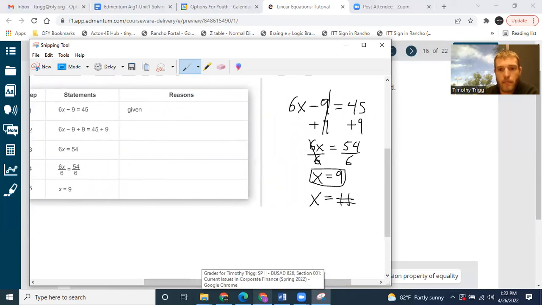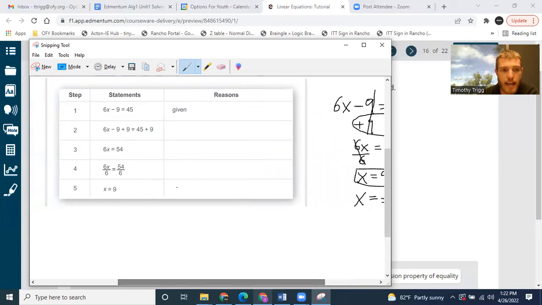Okay, so what do we put in these reasons here? So look at what we did first. We added 9 to both sides of the equation. That was our first step, right? And you can see they did the exact same thing. You see how they added 9 on both sides? They added 9 here and added 9 here. Well, what reason do we put here?